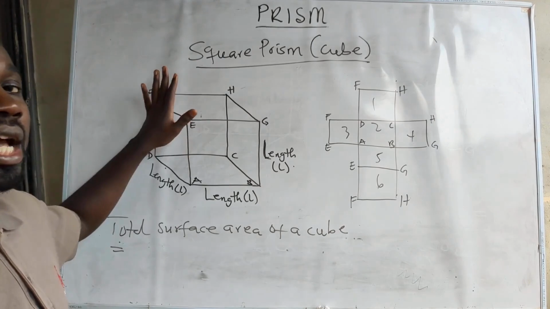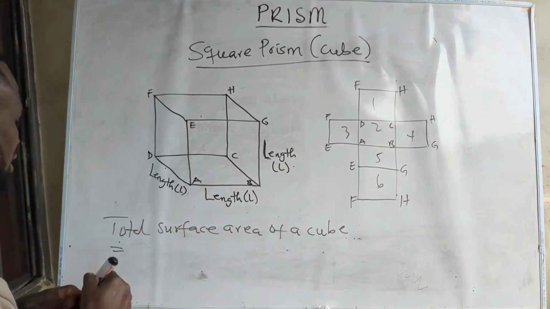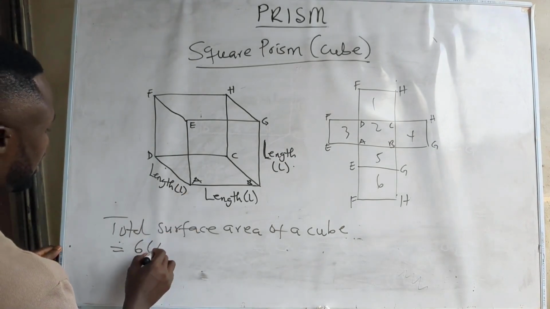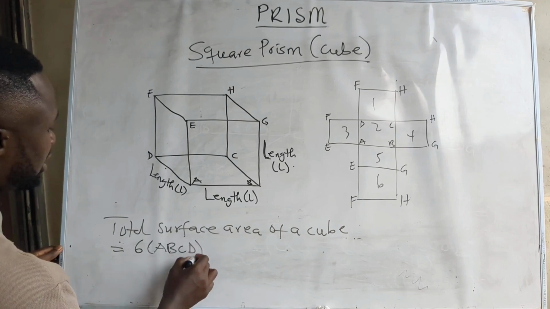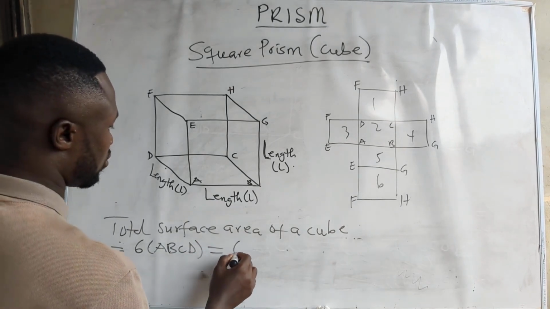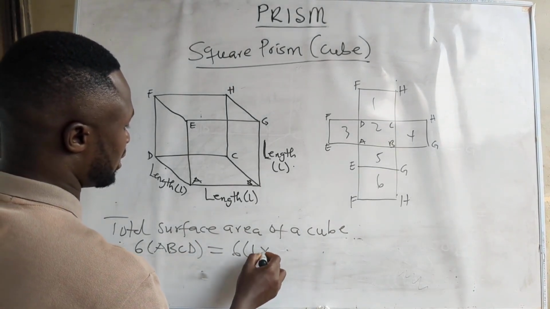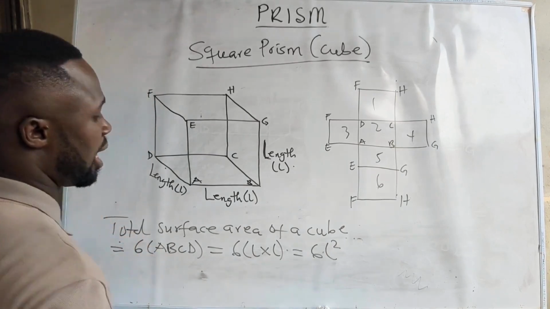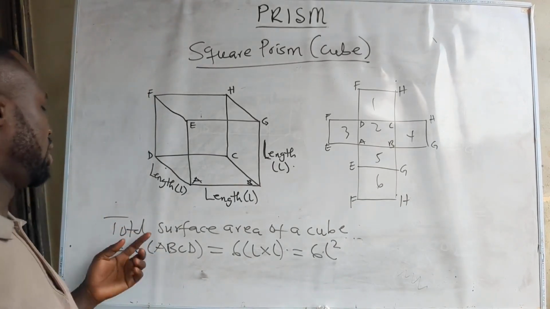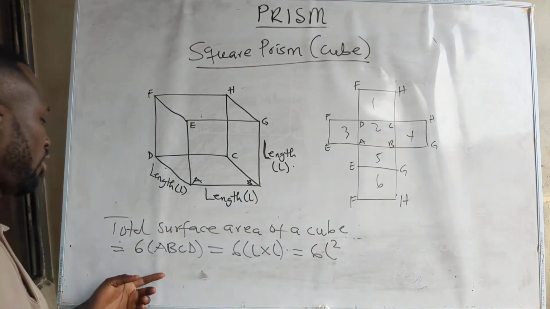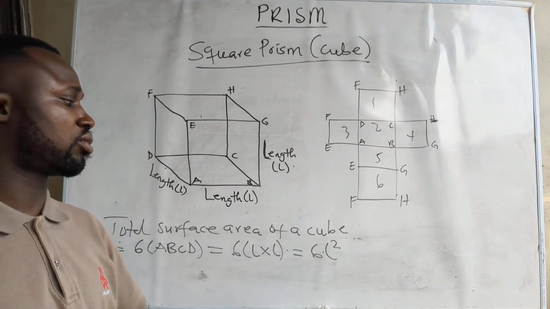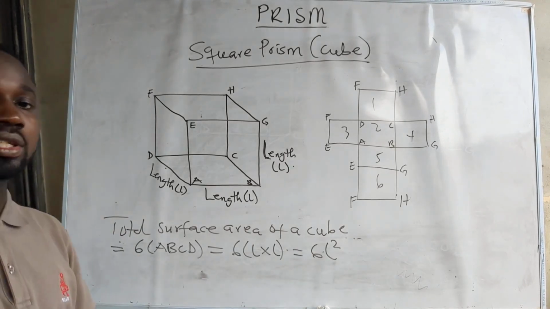And we know that a cube has how many faces? 6 faces. So 6 times the square faces. So let's say the face A, B, C, and D. So 6 will multiply by the length times the length. Okay, and that will give us 6L squared. So the total surface area of a cube is 6L squared.